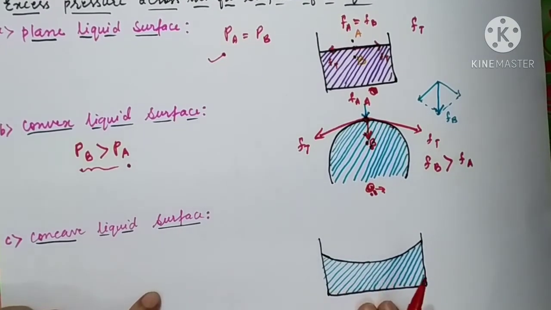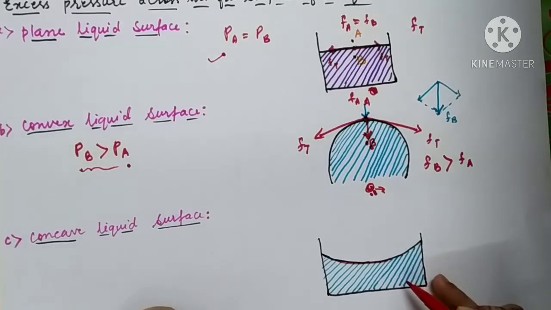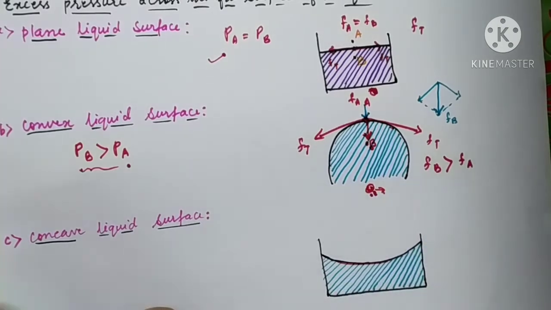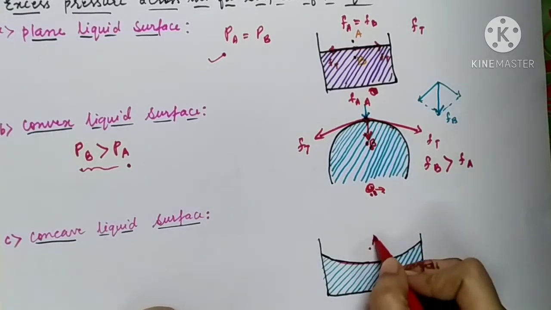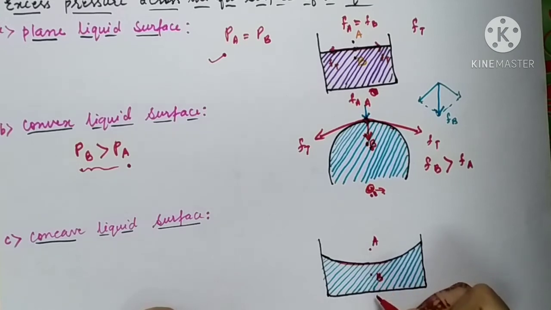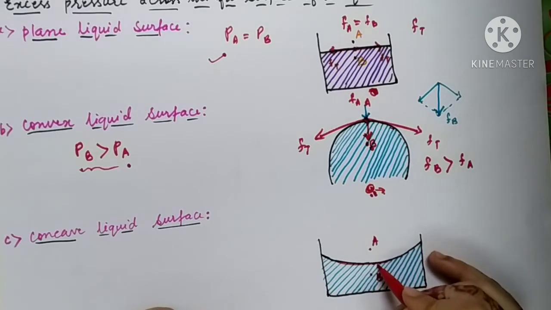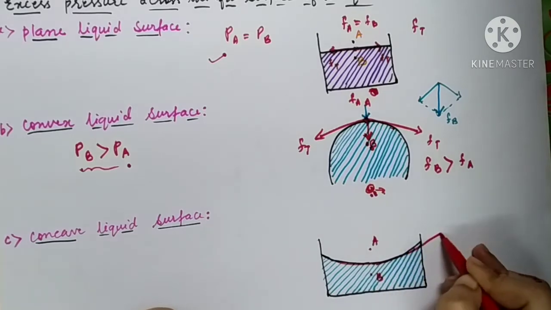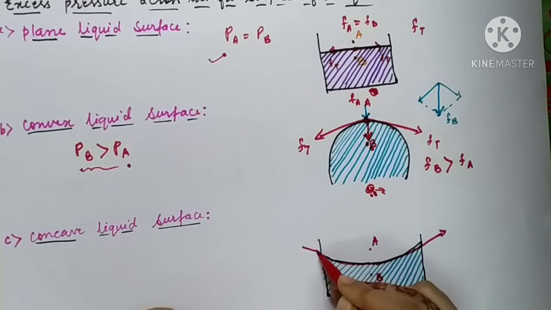Here we have taken a liquid inside a container, and this surface is concave. You can take the example of kerosene. We all know that kerosene forms a concave surface; its meniscus is concave. Again, let us consider two distinct points, point A and point B. Point A is above the concave surface, point B is below the concave surface. And forces due to surface tension are going to act tangential to the liquid surface. So these forces are directed like this.